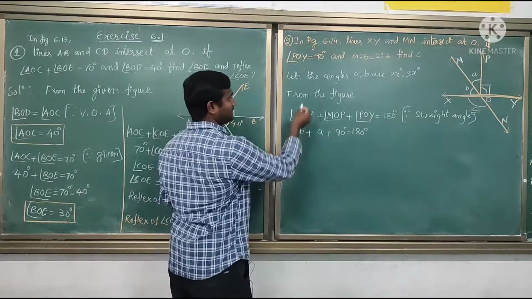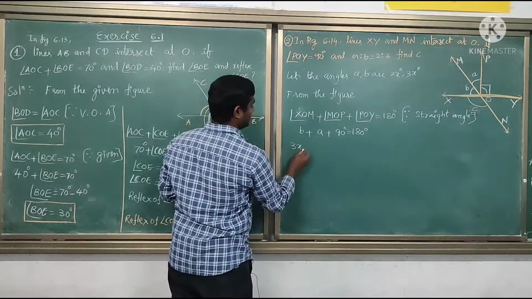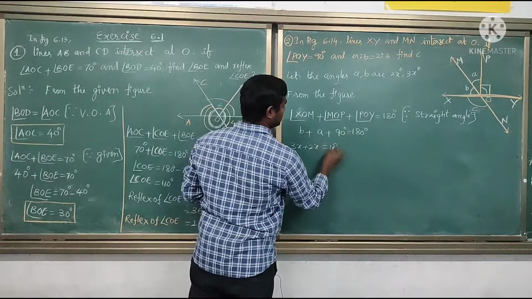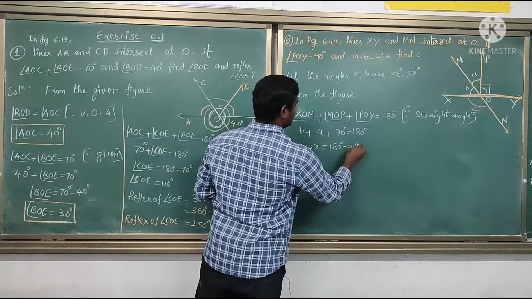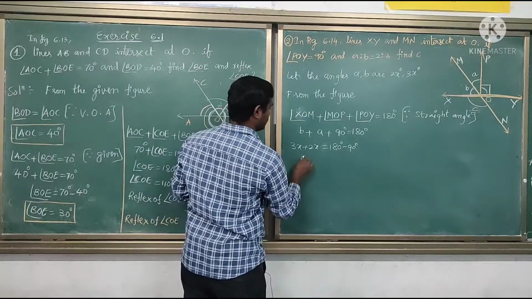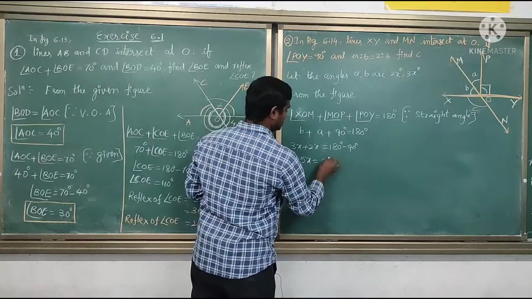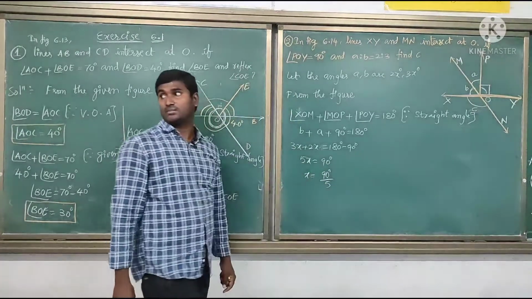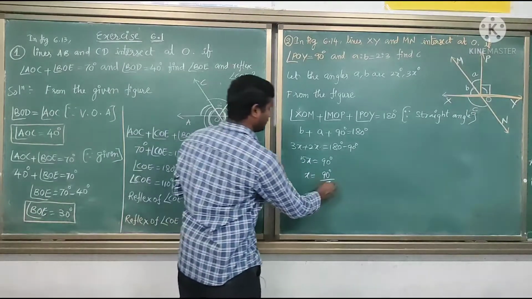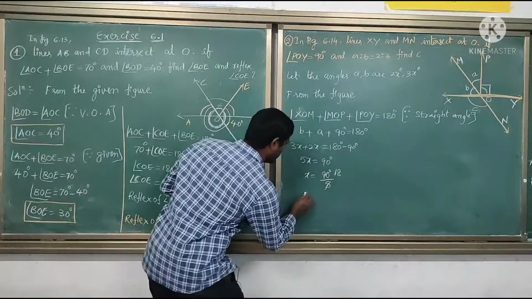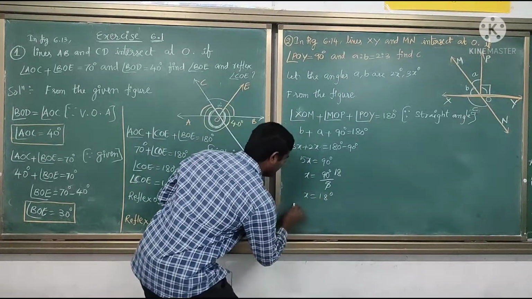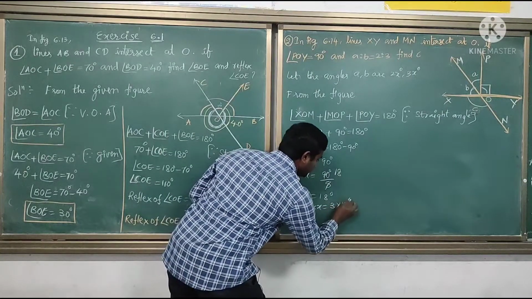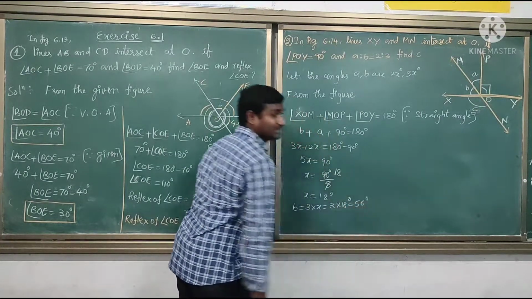Yes. B is how much? What we assumed, 3x degrees, and A is 2x degrees, and this 90 you can transpose to the right side, it becomes 180 degrees minus 90 degrees. 3x plus 2x, 5x equals 90 degrees. Then x is equal to 90 degrees by 5. 5 ones are 5, 5 eighteens are 90. So x is equal to 18 degrees. Then B equals 3 into x, which is 3 into 18 degrees, that is nothing but 54 degrees.